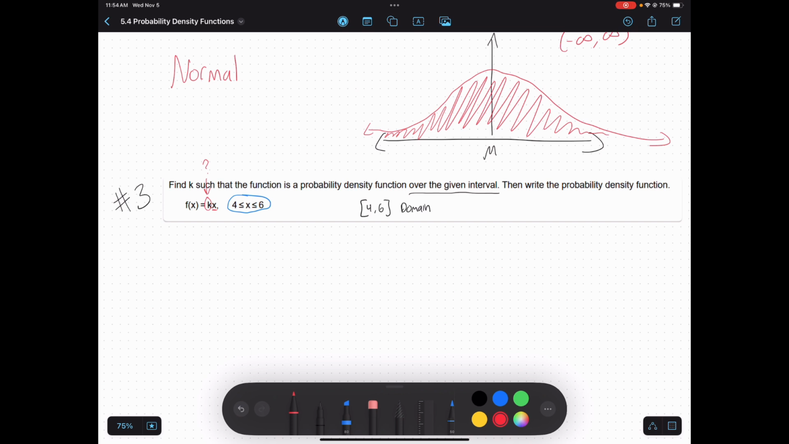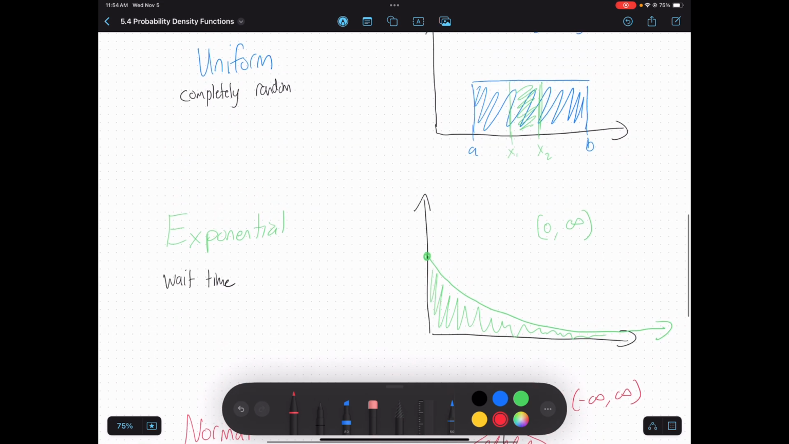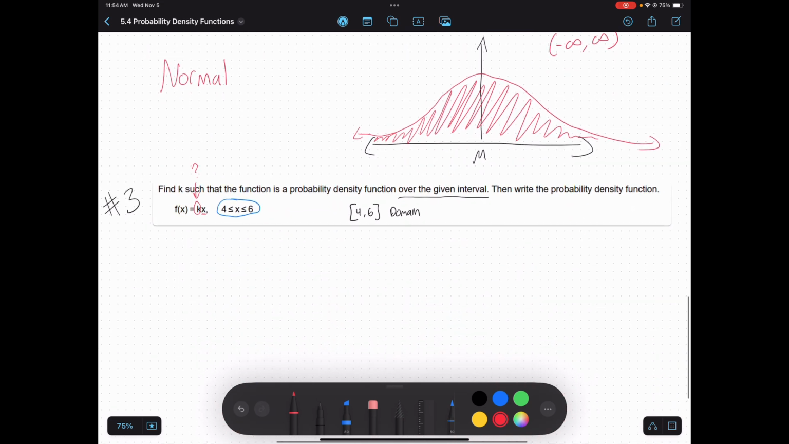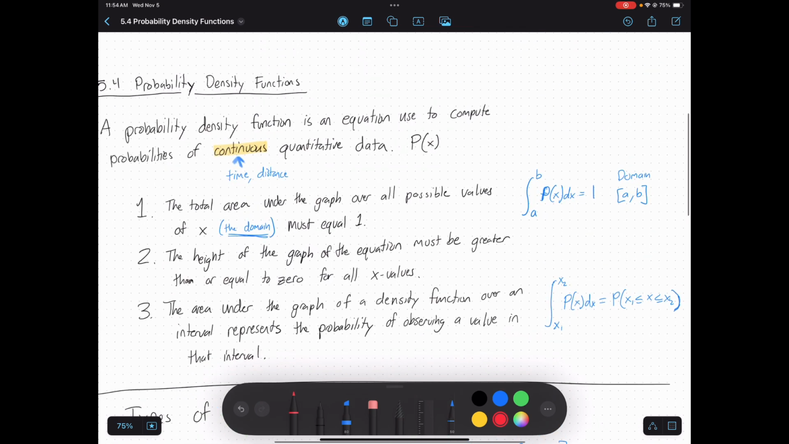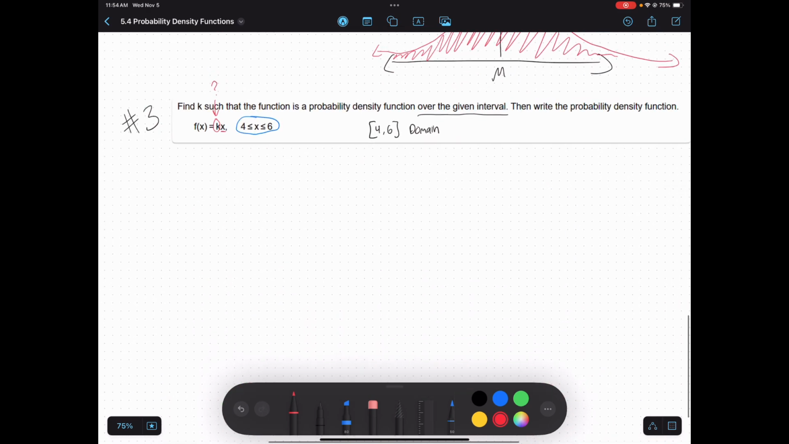Now, I do want to point out this type of equation doesn't qualify as a uniform or an exponential or a normal, but it can still be a probability density function even if it doesn't fall under one of those categories, as long as that first property is true. I mean, I guess we could look at some of the other properties. If I look at property 2, it just says the height of the function, the value of the probability function, has to be greater than or equal to 0 for all x values. So if I look at plugging in numbers between 4 and 6, how do I make sure that f of x stays greater than or equal to 0? I can make sure that stays true as long as I know that k has to be positive.